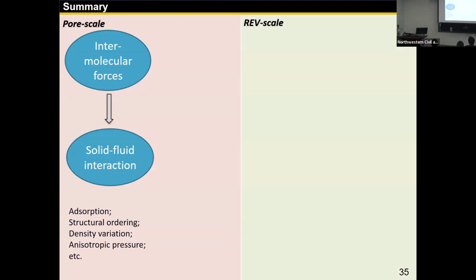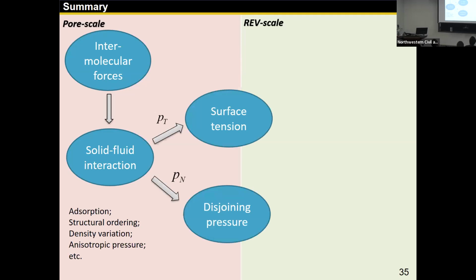So finally, I want to summarize this talk by this picture. Basically, all the surface forces are rooted in intermolecular interaction and can be studied in molecular dynamics simulation or DFT simulation and so on. And that causes solid-fluid interaction, causes adsorption, structural ordering of fluid, density variation, anisotropic pressure, and all that. But luckily, we don't need to worry about resolving them spatially because the thermodynamic analysis gives us these two surrogate terms, surface tension and disjoining pressure.